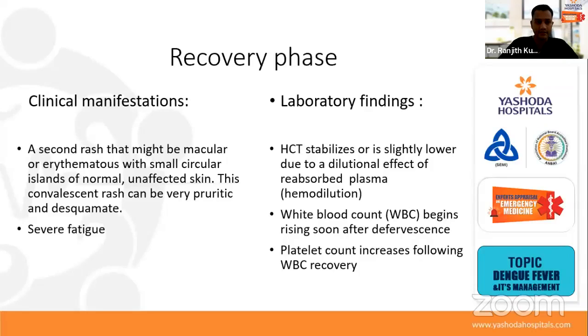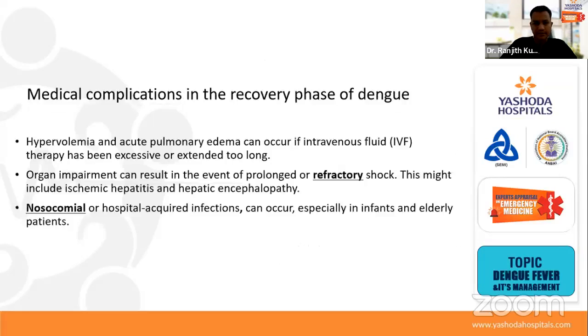In this recovery phase, the manifestations include a second rash noticed during this phase, which is usually called a convalescent rash, and patients might present with severe fatigue. Hematocrit stabilizes, or it might be a little bit low. WBC begins to improve and platelets increase.